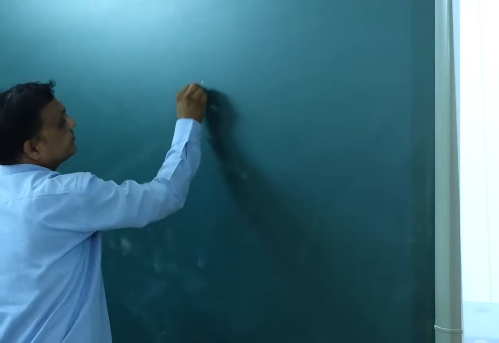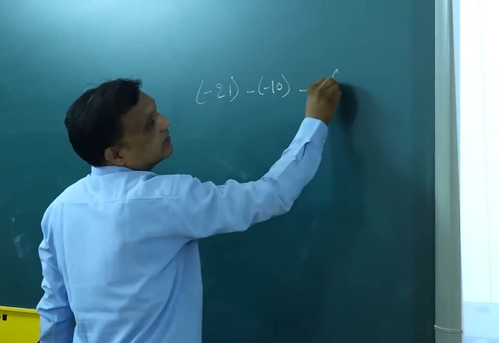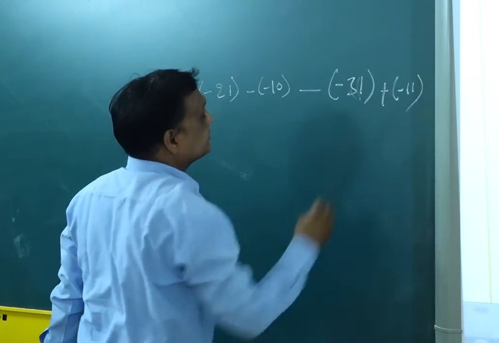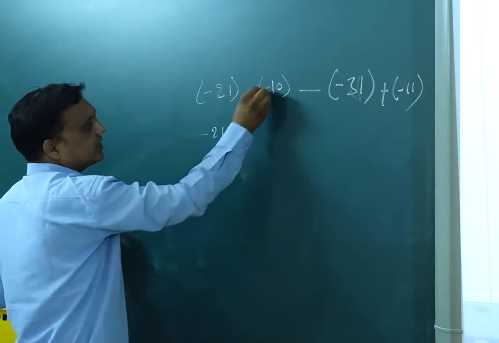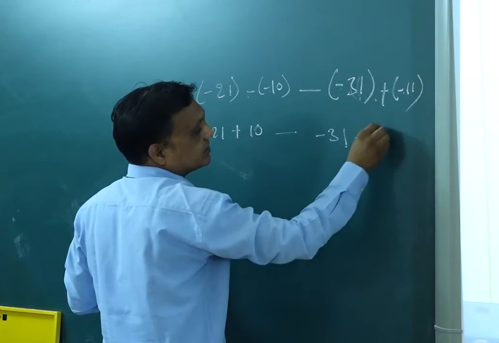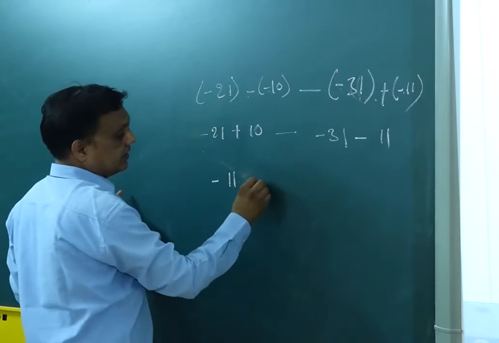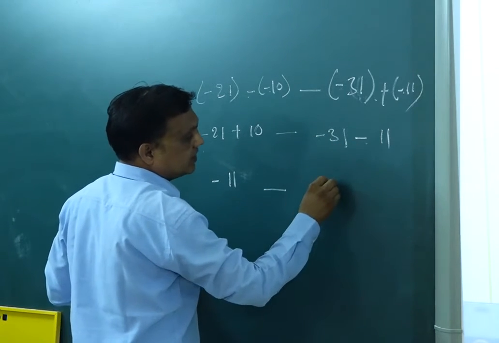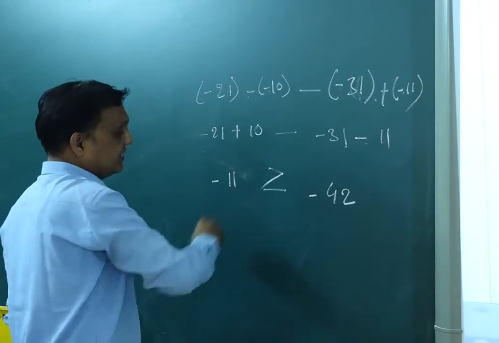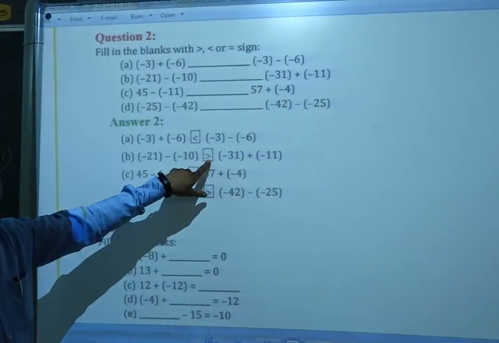The next question is minus 21 minus minus 10, dash, minus 31 plus minus 11. So this is minus 21 minus minus plus, this is 10, dash, minus 31 plus minus minus 11. So this is what? Minus 11 when you solve this, and this is 31 plus 11, what? 42. So minus 11 and 42. Which one is the greater? Minus 11 is the greater. So here this one is the greater, second one. I am showing on the board there.